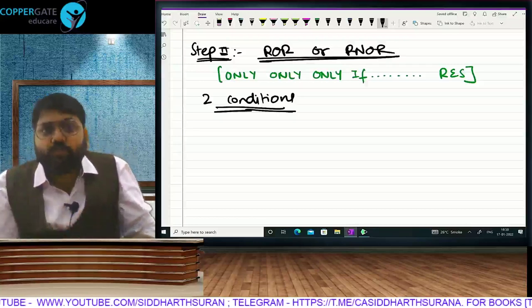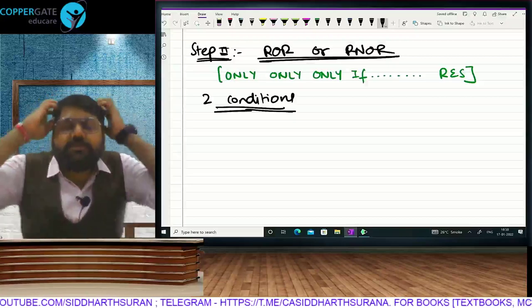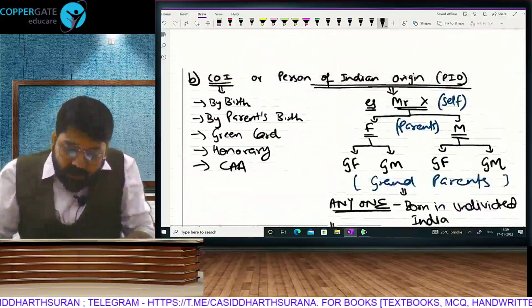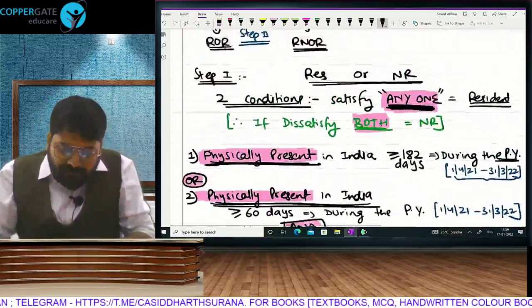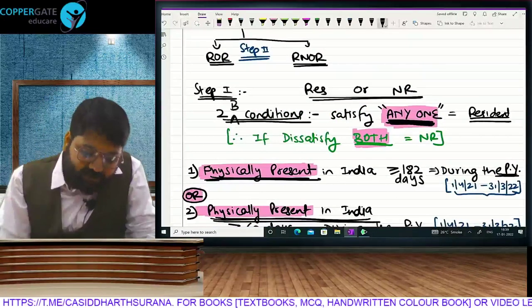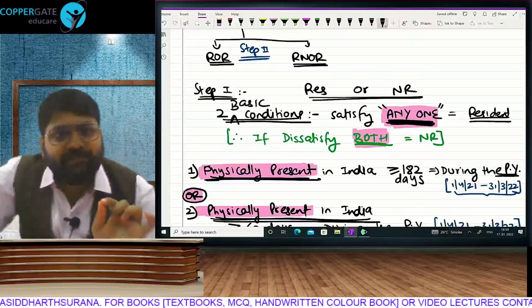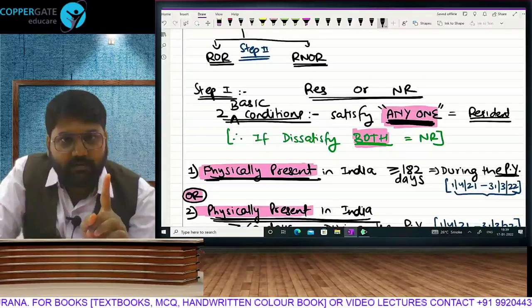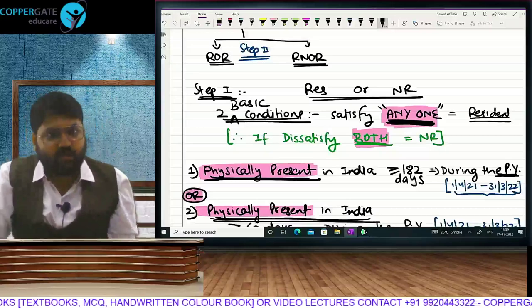And thus, sometimes students get confused if I say two conditions of residential status. They get confused, sir, are you talking about step one or step two. And thus, to avoid this confusion, generally for classroom convenience purposes, we call them the two basic conditions. Basic condition means we are talking about step number one, resident or non-resident. Only for avoiding confusion.